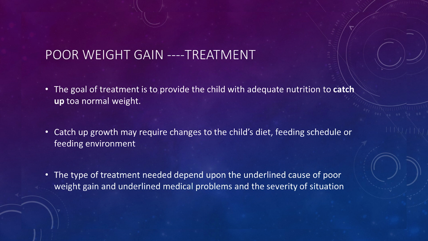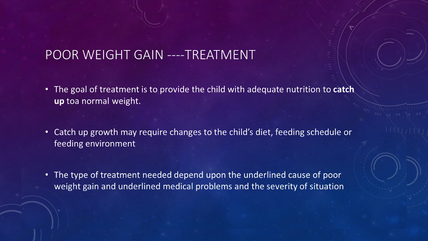Catch-up growth may require changes to the child's diet, feeding schedule or feeding environment. A nutritious diet must be offered to the child, the number of feedings must be scheduled, and a good mental environment and surrounding may be created for the child. The type of treatment needed depends upon the underlying cause of the poor weight gain, the underlying medical problem, and the severity of the situation.